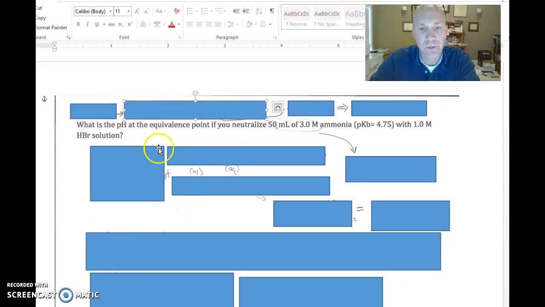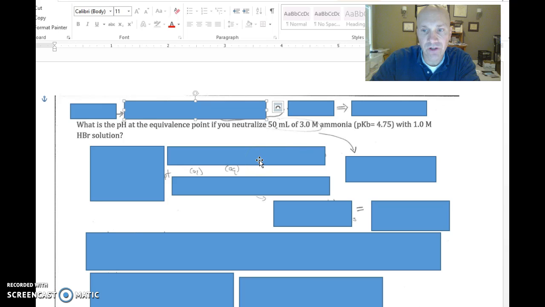Hey, so in this video I want to go over two types of problems that would have to do with calculating pHs, either at an equivalence point in a titration, or just simply asking what is the pH of a salt solution. So we'll start off with this problem. What's the pH at the equivalence point if you neutralize 50 milliliters of 3.0 molar ammonia with 1 molar of an HBr solution?